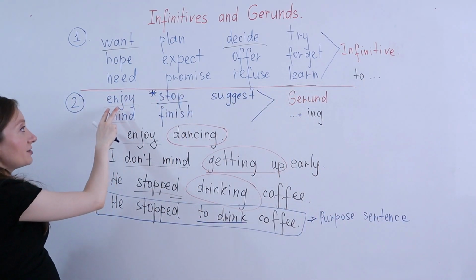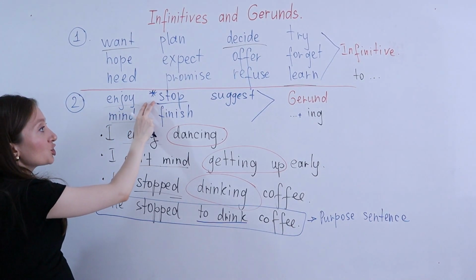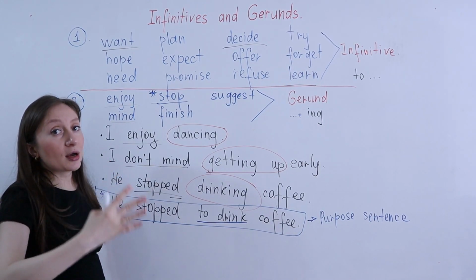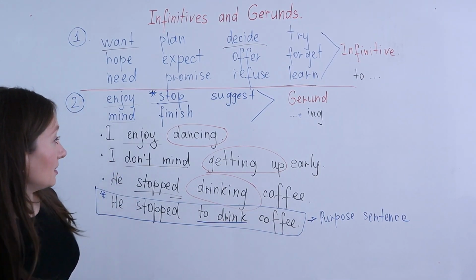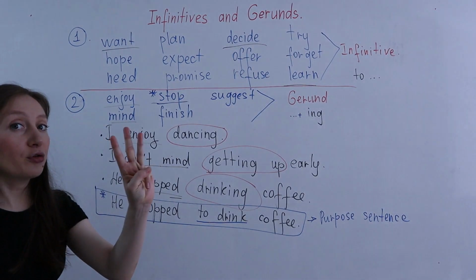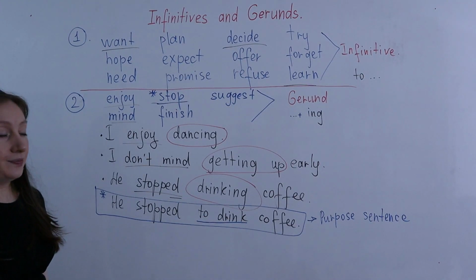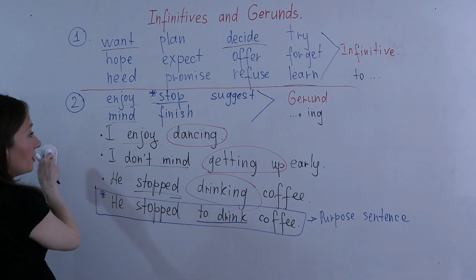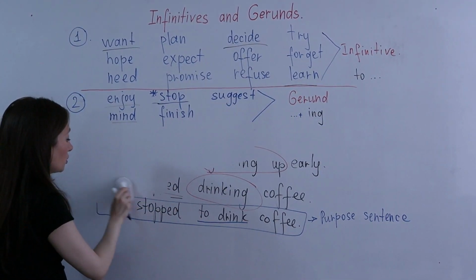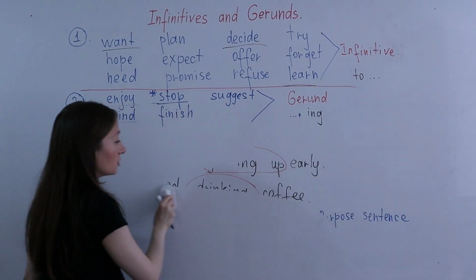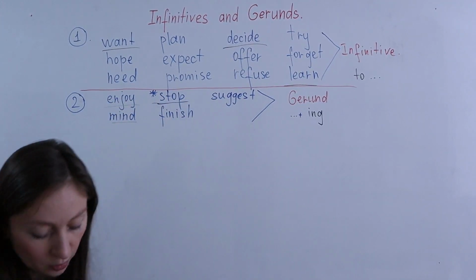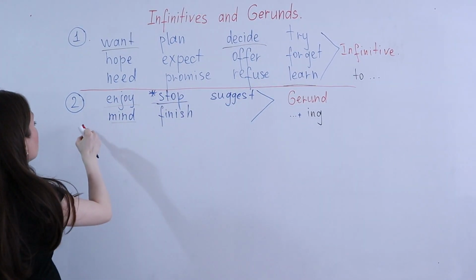So one more time. These verbs: enjoy, mind, stop, finish, suggest. Try to remember these verbs and try to practice them with sentences. All right. Are you ready for the last one, the third group of verbs? All right. Now I will clean these examples. And we start talking about the third group of verbs.